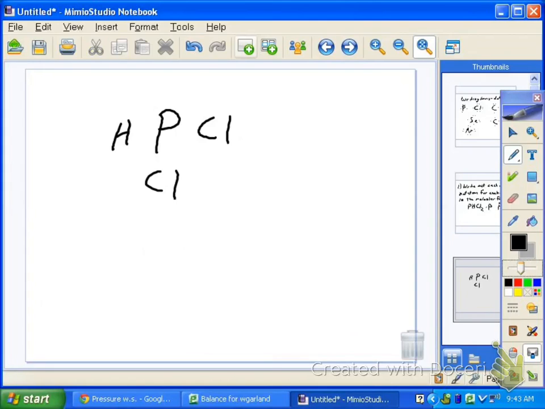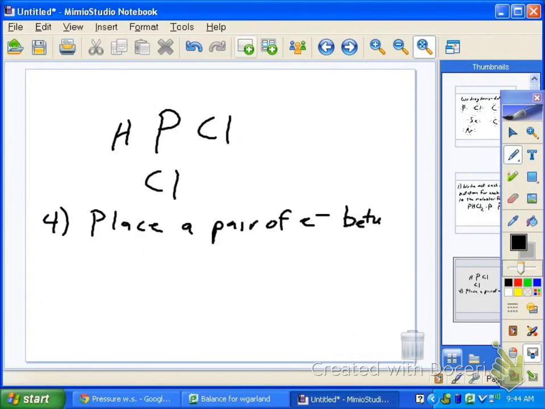Okay, so the next thing we're going to do, number 4, is place a pair of electrons in between the central atom and the branched atom. At least one pair. Okay? So place a pair of electrons between the central atom and all the branched atoms.